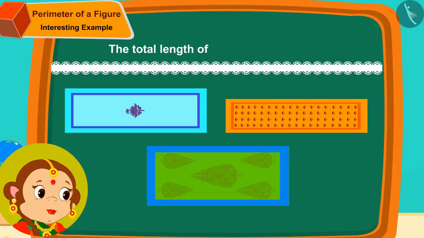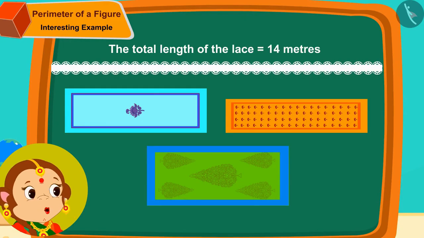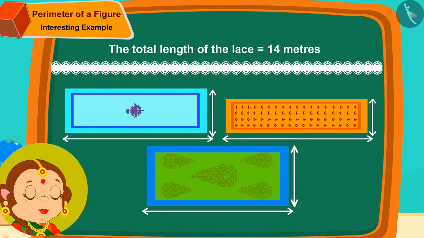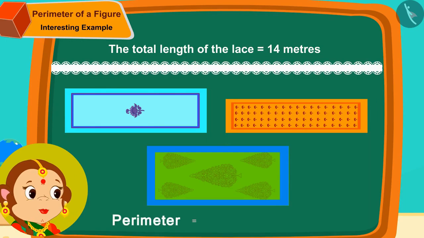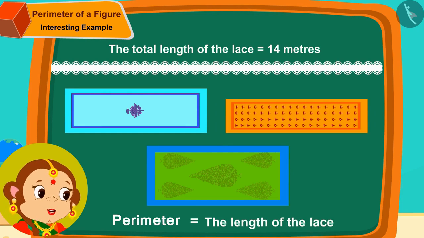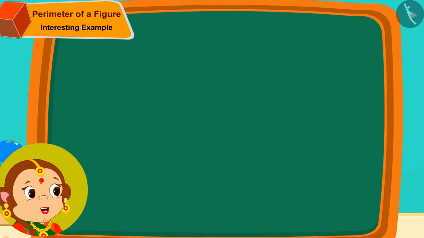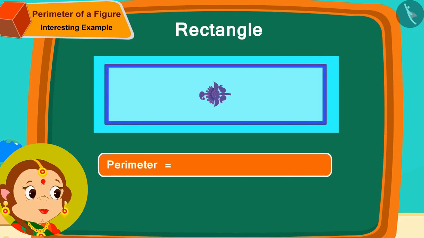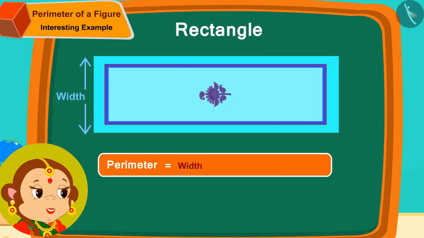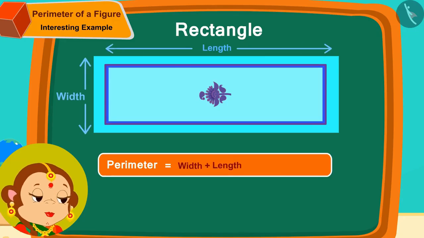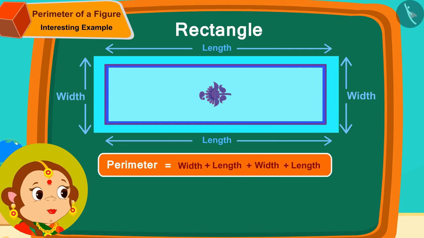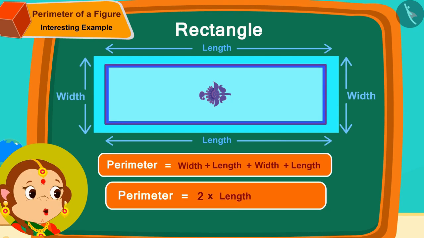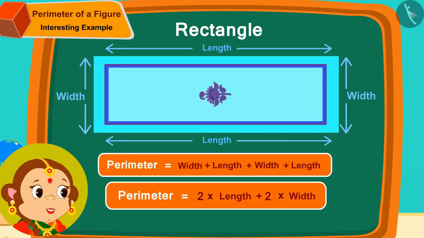The total length of this lace is 14 meters. And if I want to apply this lace on all sides of the sheet, then the perimeter of the sheet will be equal to the length of the lace required. The sheet is rectangular in shape. So in order to find its perimeter, I will need to add the width to the length and then add the width to the length once more. In other words, its perimeter will be 2 times the length plus 2 times the width.